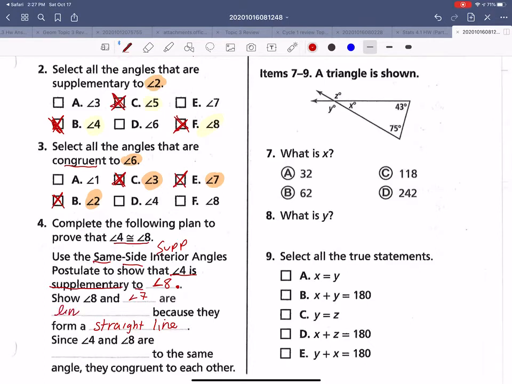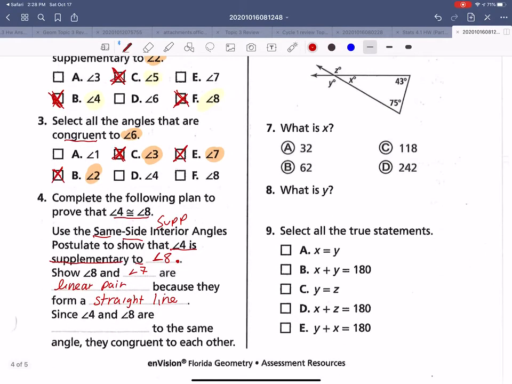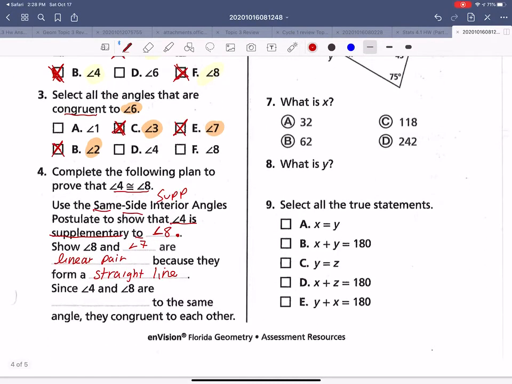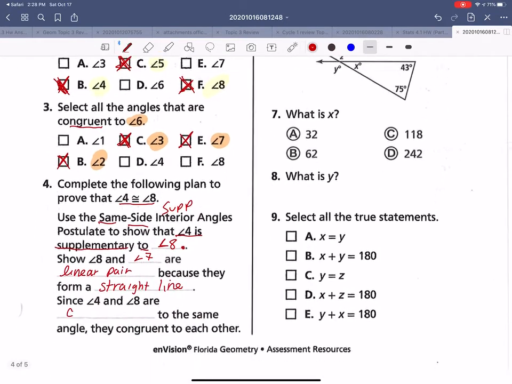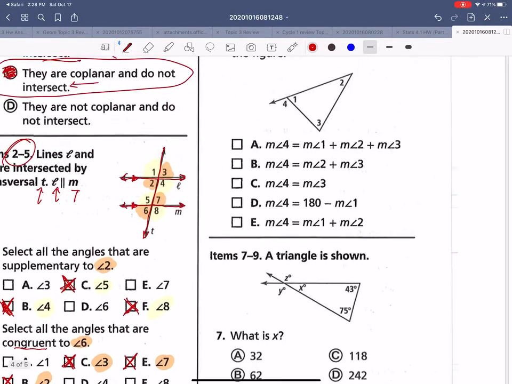Angle 7 and angle 8 are a linear pair because they form a straight line. And since 4 and 8 are corresponding, they're congruent to each other. Right? Then they must be congruent to each other. All right, that was fun.